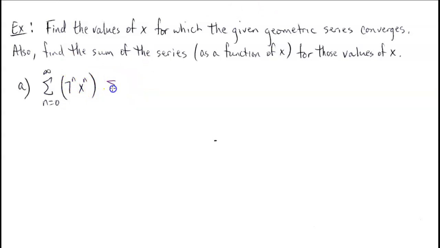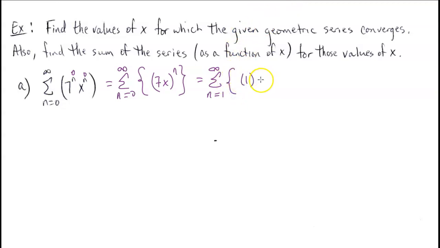So to start this problem off, we'll go ahead and do the summation, n equals 0 to infinity, and write this as 7x all raised to the n. If we were to plug in 0 for n, we would get 1 as our first term. So we're going to rewrite this in the normal way we're used to looking at geometric series, where our counter n is equal to 1 and our first term is a 1. So this would be 7x raised to the n minus 1.